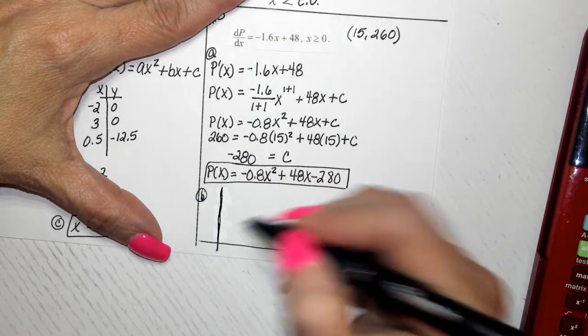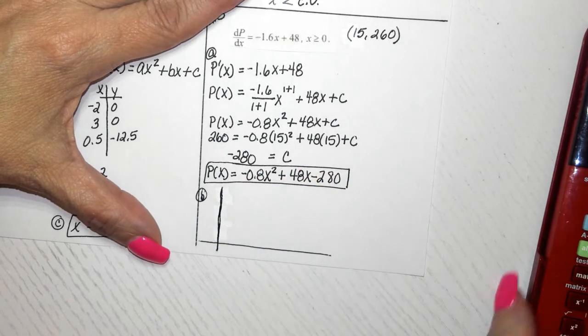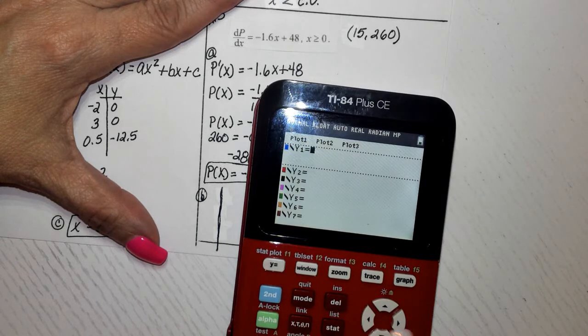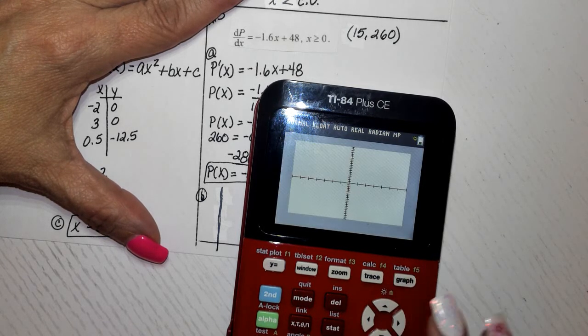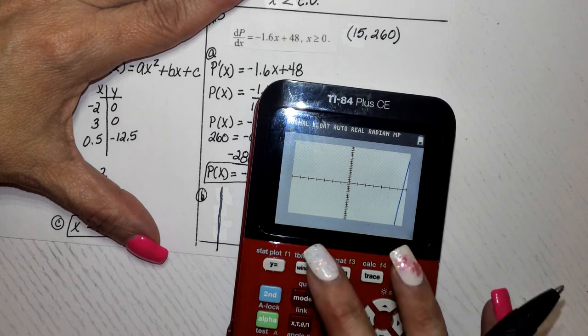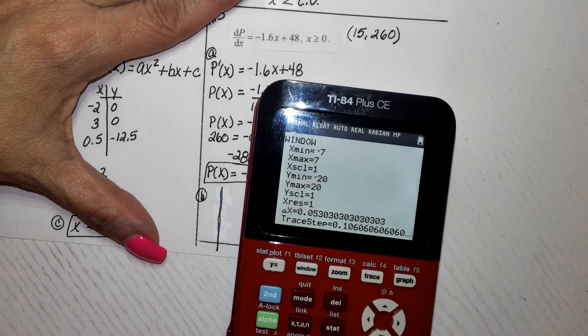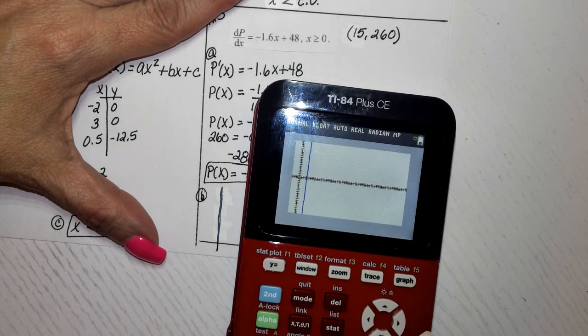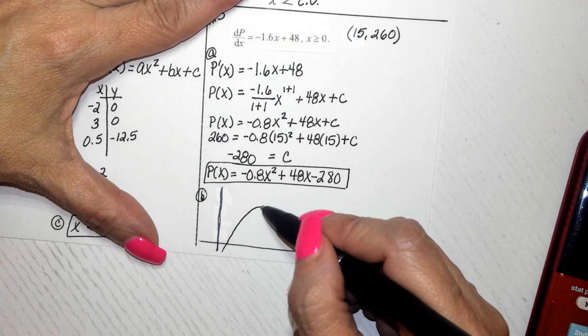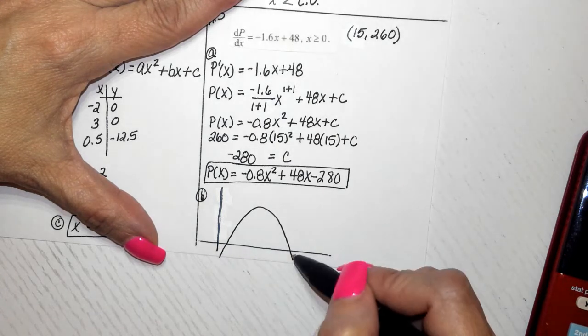So here's what's happened. I am going to graph that: negative 0.8 x squared plus 48x minus 280. It's a parabola, so I don't think it really matters that I can even see this. Let me do my window and move my x to like 100. Let's see if that helps. It's going to go up and then come down over here. It's coming up and it's coming down, and it really doesn't matter exactly what it looks like.